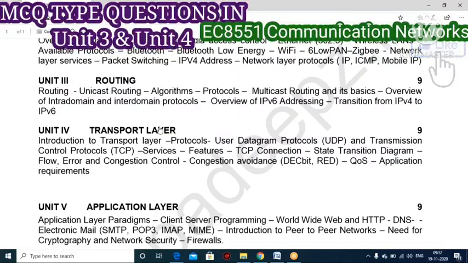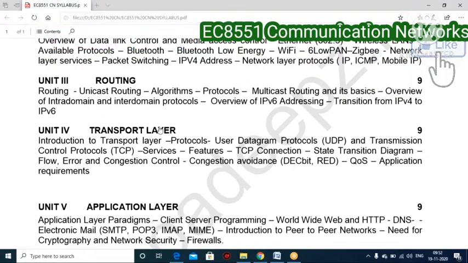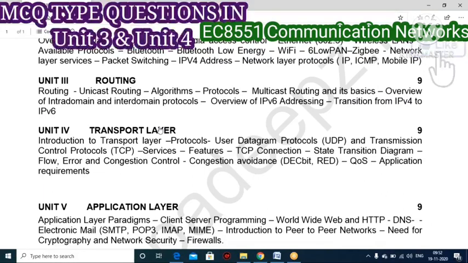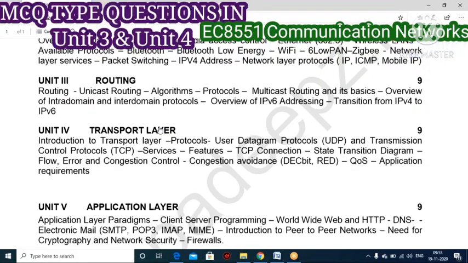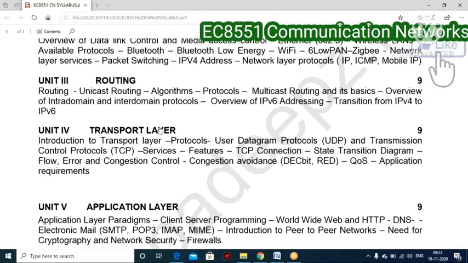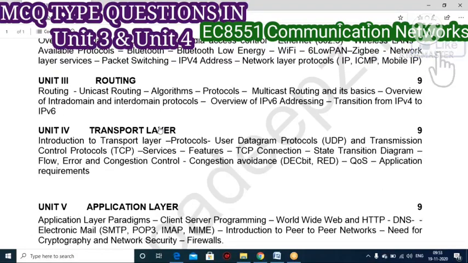Other than that, you have some more topics, that is TCP connection and the state transition diagram. Then last but not least, congestion control and congestion avoidance. You should focus on this area. These are all the important topics which may be asked more. We expect more objective type questions under this topic. So this is about routing and the transport layer.